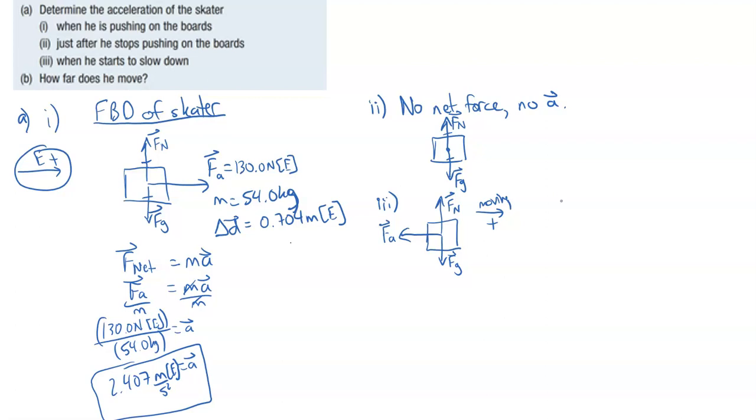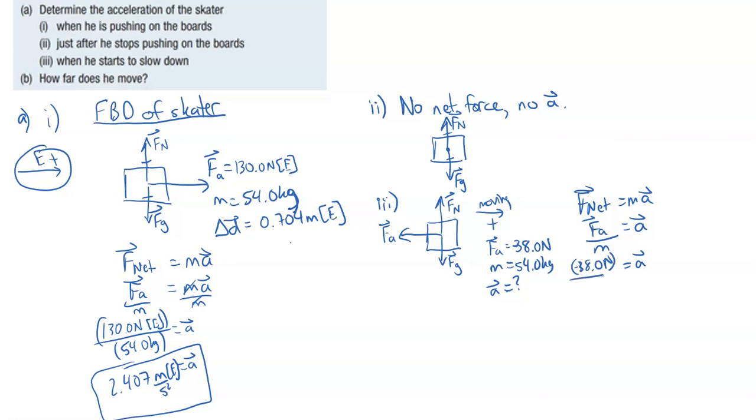So then we do the same thing again. We know that that applied force is 38 newtons west, so we're going to say it's minus 38 newtons. And we know the mass is 54 kilograms. We don't know the acceleration. And so again, it's just a matter of going to Newton's second law, F net equals ma, and figuring out that acceleration. So acceleration is that applied force in this case, which is very different than it was before, right? Divided by the mass. So we sub those things in. It's negative 38.0 newtons divided by 54.0 kilograms.